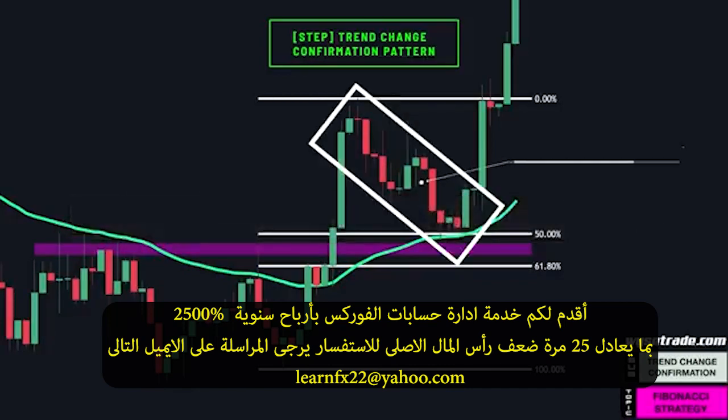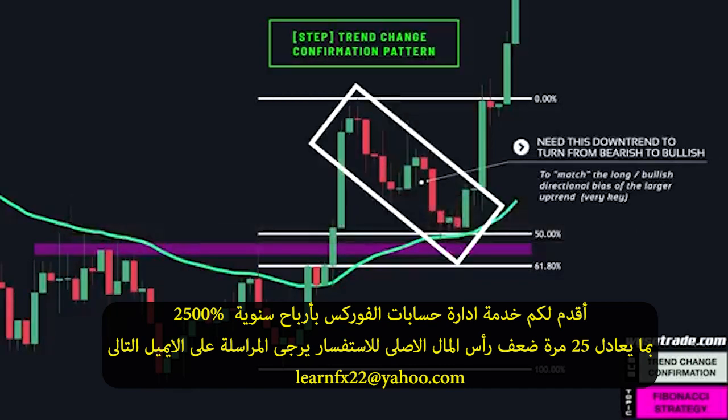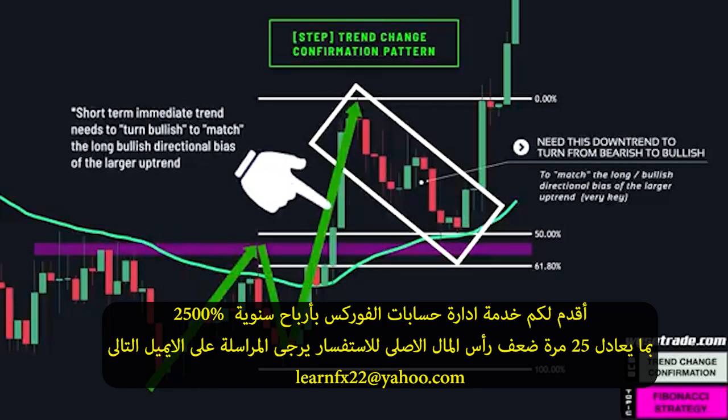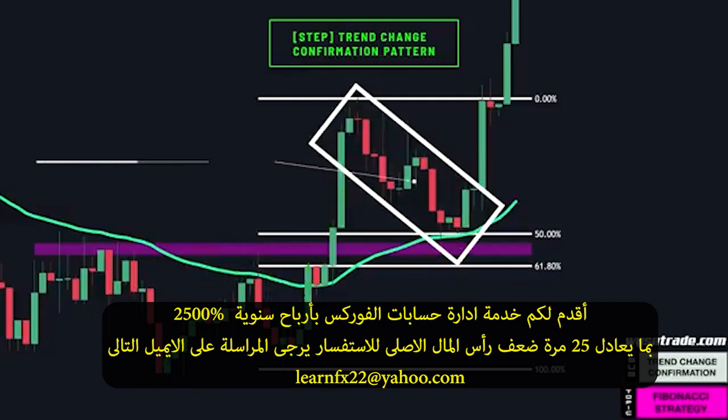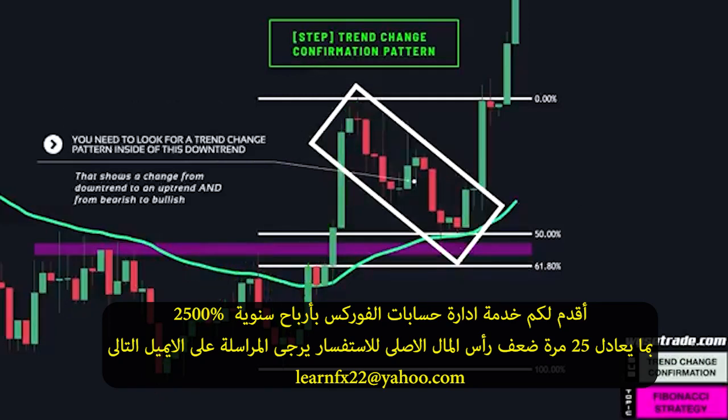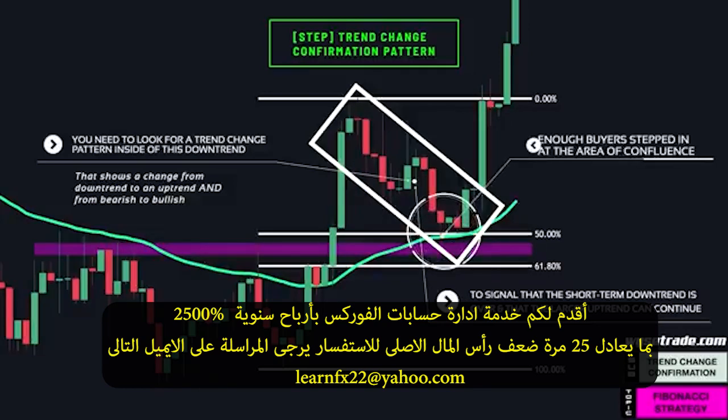You need this short-term downtrend to turn from bearish to bullish so that this short-term trend matches the direction of the big picture trend. Now to do this, you need to look for a trend change pattern inside of this downtrend that shows a change from a downtrend to an uptrend, or from bearish to bullish. Or to be more specific, to signal that the short-term downtrend is over and that the larger uptrend can continue. Or to be even more specific, to confirm that enough buyers actually stepped in at the area of confluence.